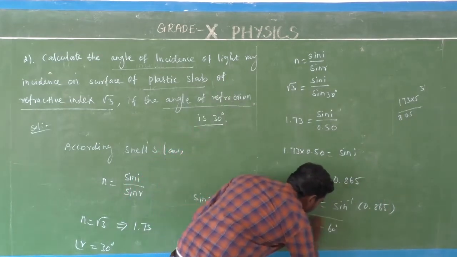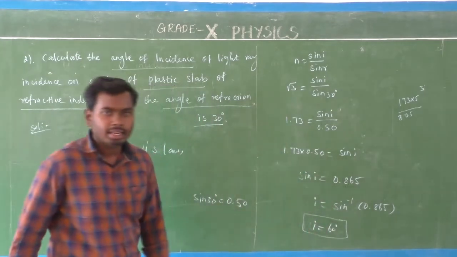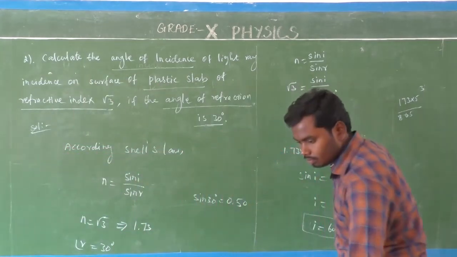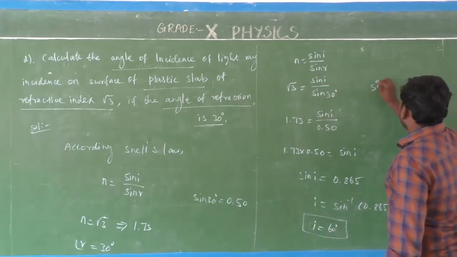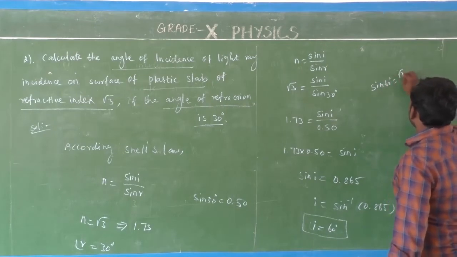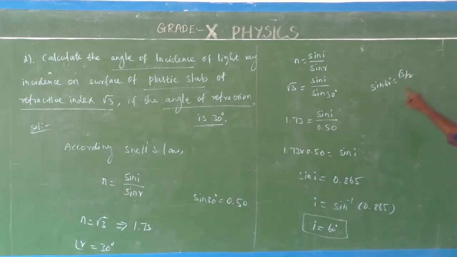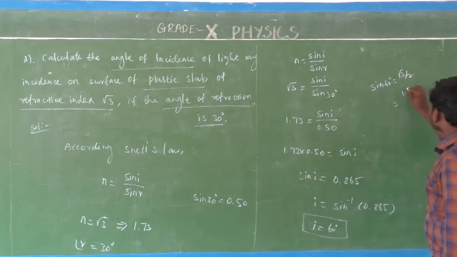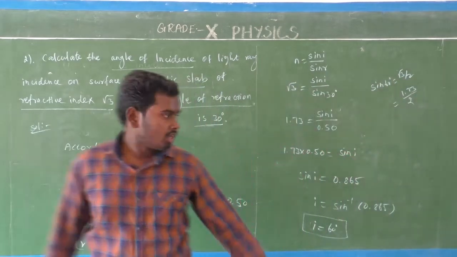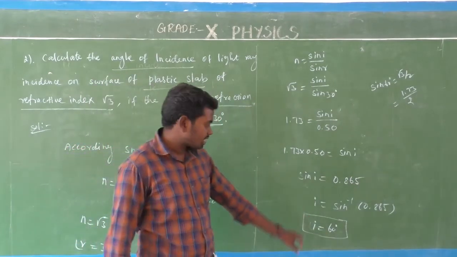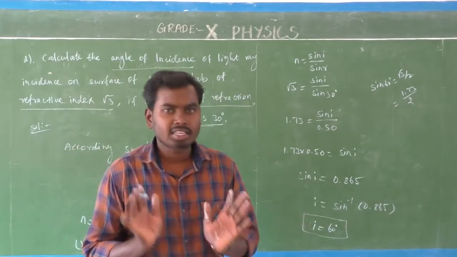That is equal to 60 degree angle. Why? Because sin 60 degree is equal to root 3 by 2. Here what is the root 3 value? The root 3 value is 1.73 divided by 2. If we further divide, we get 0.865. So that is equal to 60 degree angle. What is the angle? The angle of incidence is equal to 60 degree.